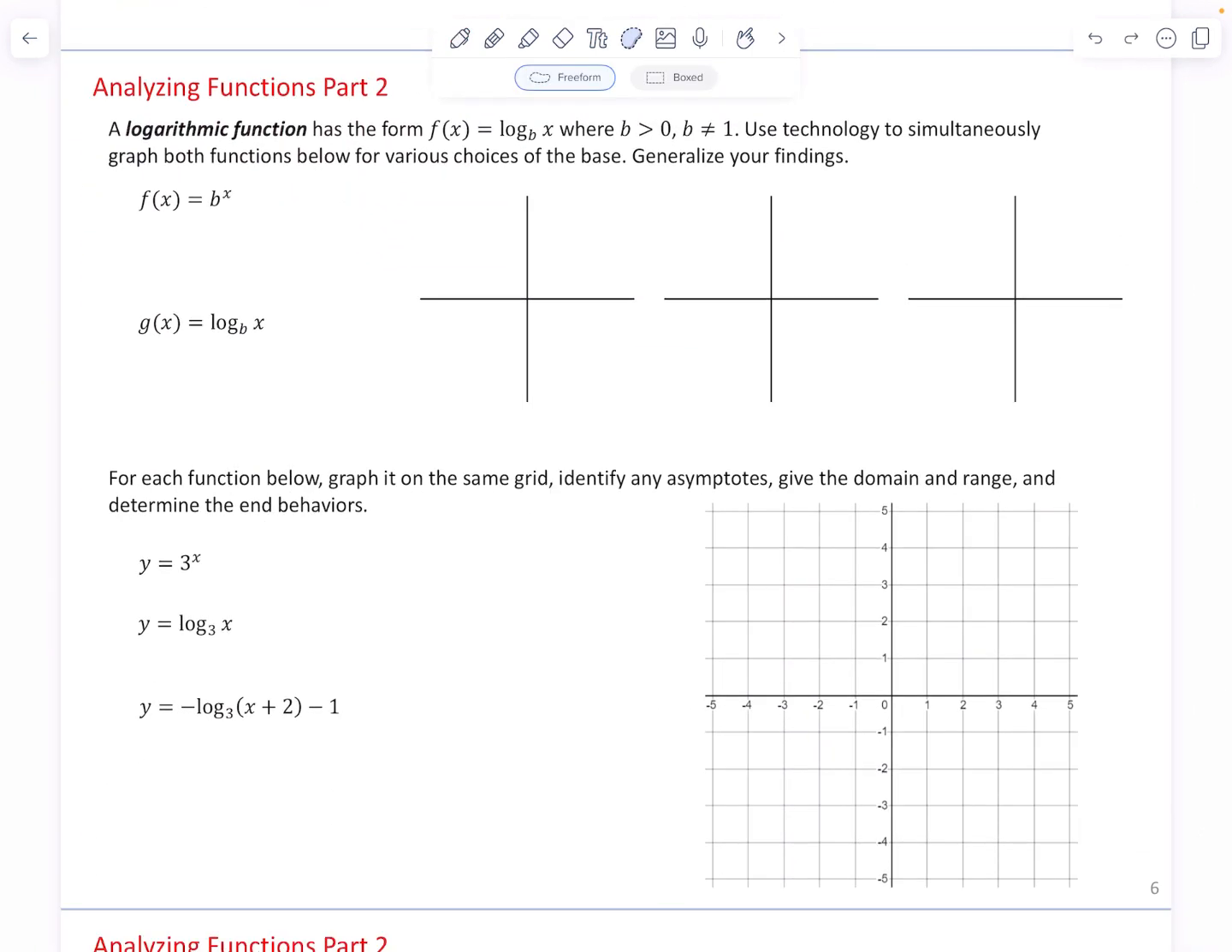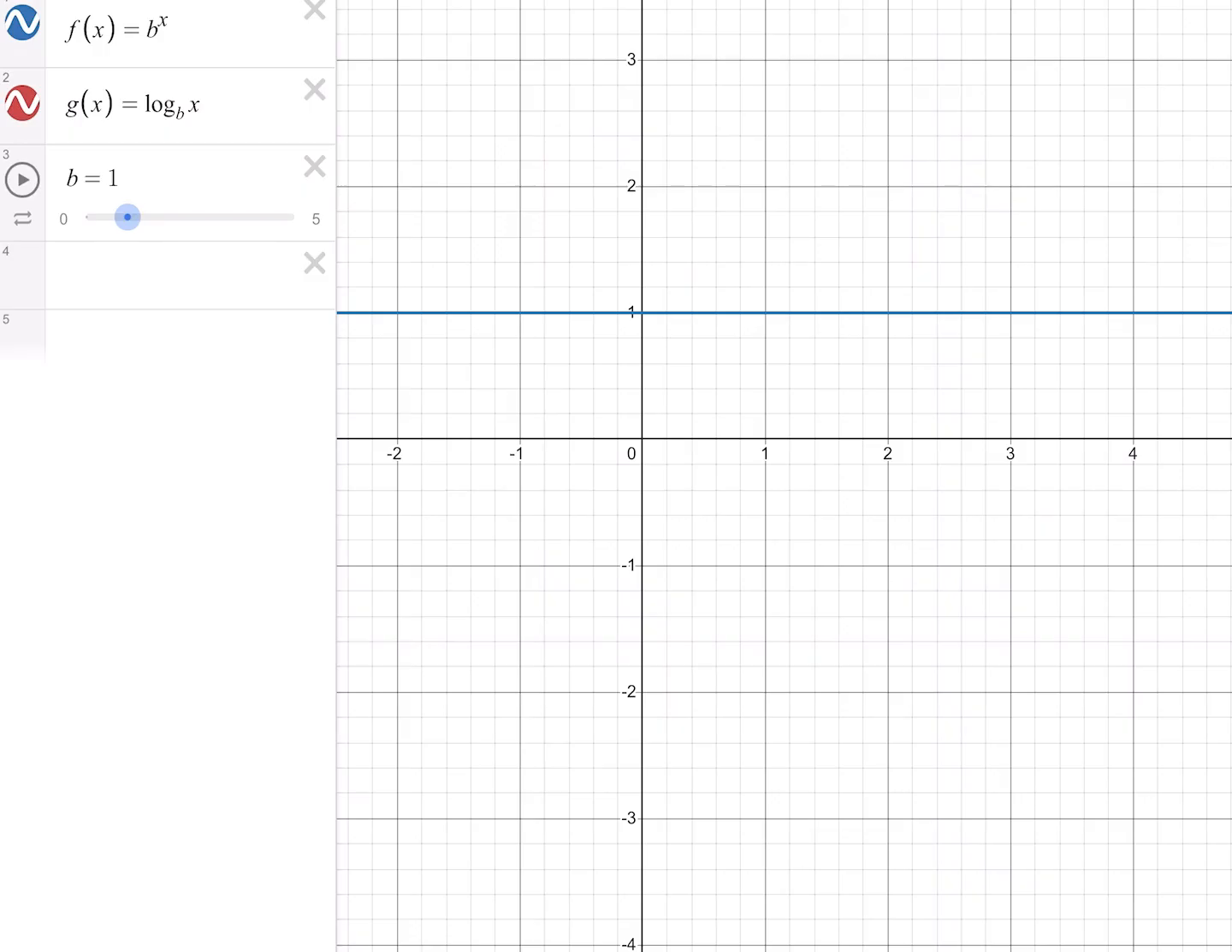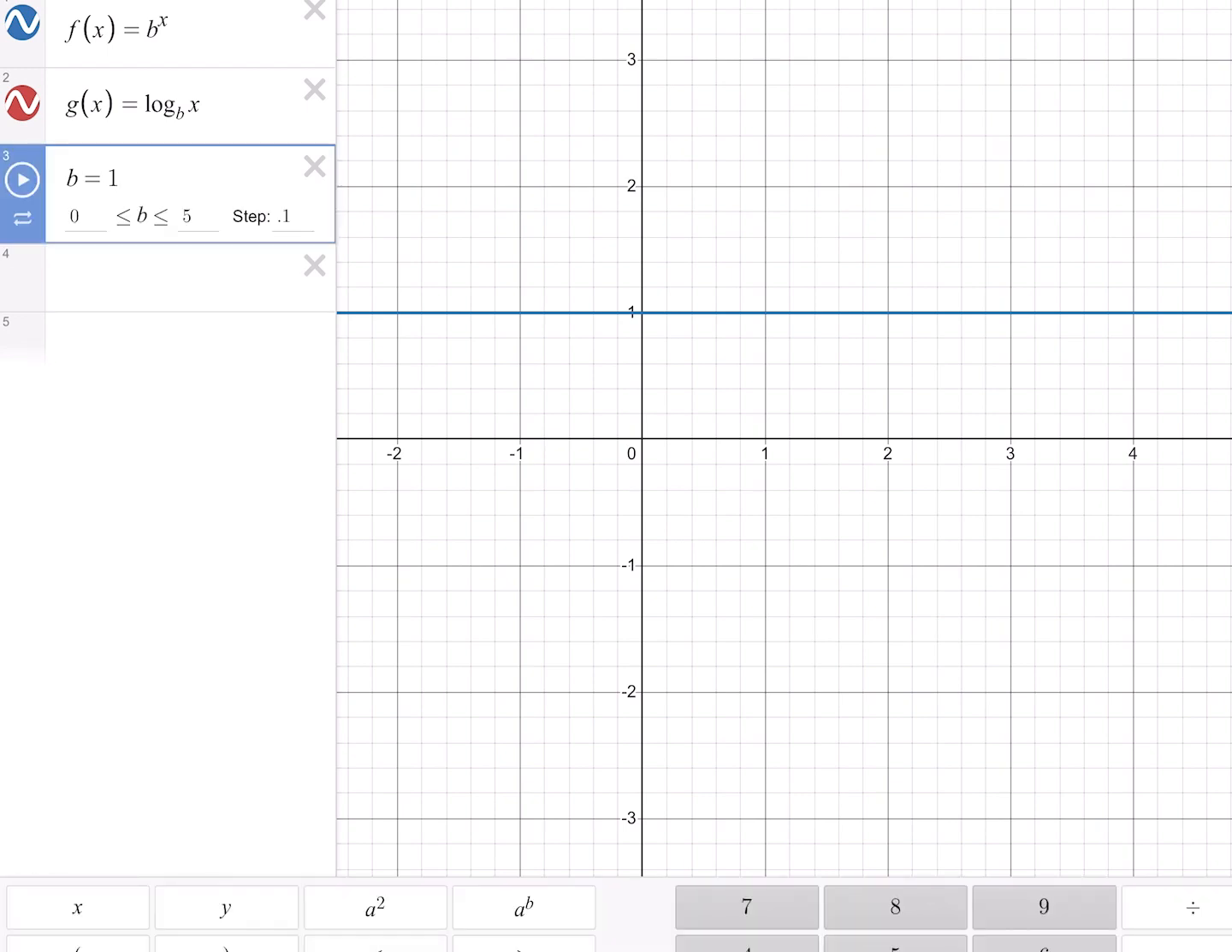A logarithm function has the form f of x equals log base b of x, where b is positive but not 1. Use technology to simultaneously graph both functions below for various choices of the base. Generalize your findings. Okay, we'll graph both f of x equals b to the x and g of x equals log base b of x. All right, so I typed both these functions in, created a slider for b, and then I set the limits of b from 0 to 5 and a step size of 0.1.